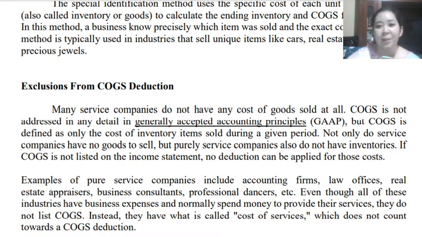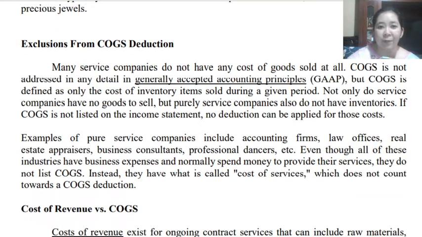Examples of pure service companies include accounting firms, law offices, and others. Even though all of these industries have business expenses, and of course they spend money to provide their services, they do not list cost of goods sold in their income statement. Again, what they can use is the cost of services.